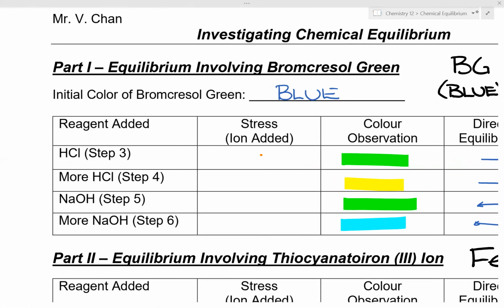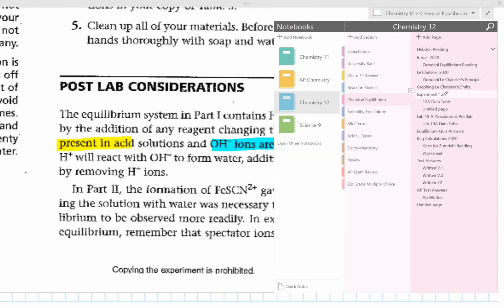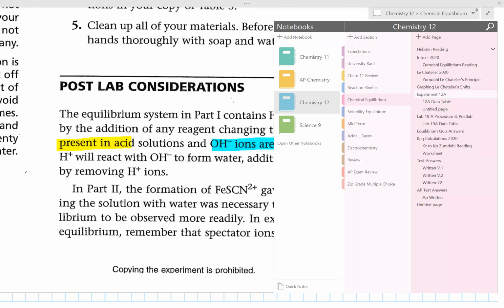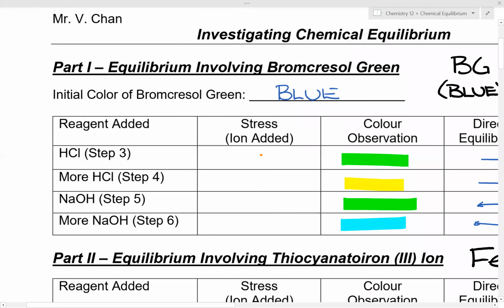Somebody can help them out. H+ ions are present in acids. You just read it, people. This isn't Google, this isn't swipe right, swipe left. You actually have to read. So in this case, H+ ions are present in acid. So what must have been the stress ion when you added it? H+, right.